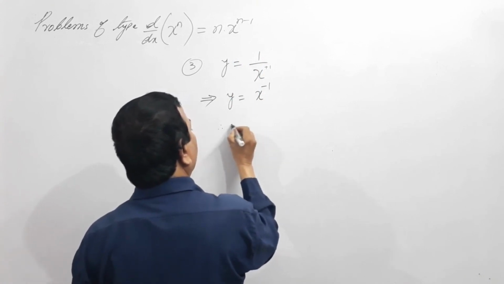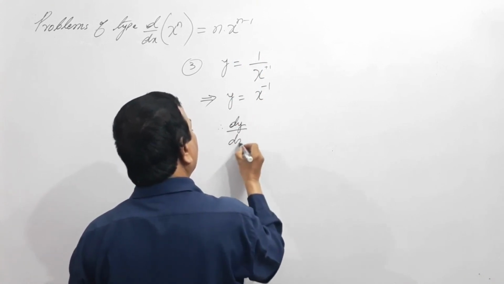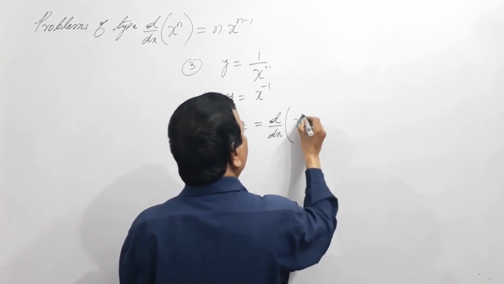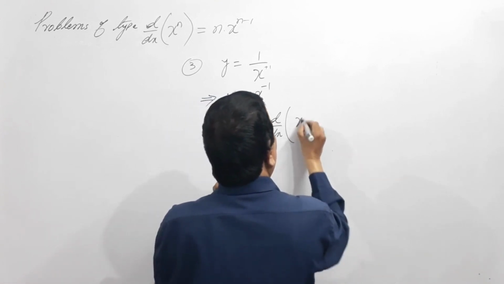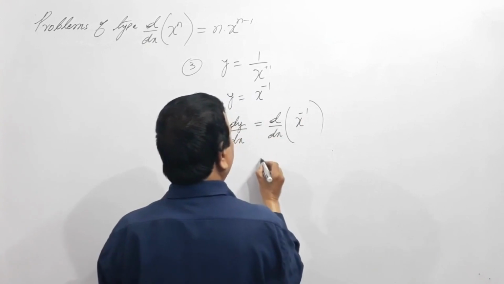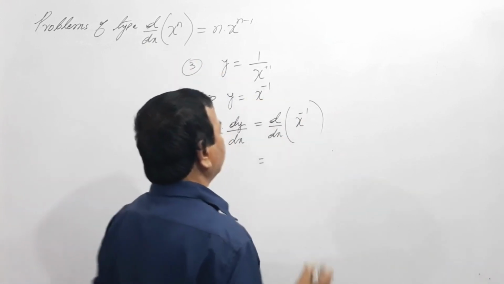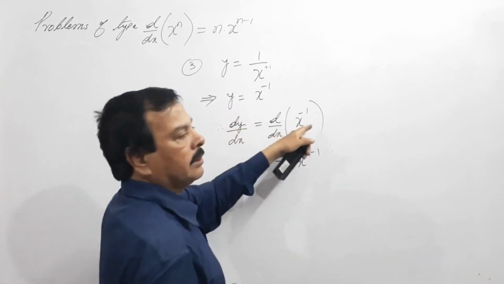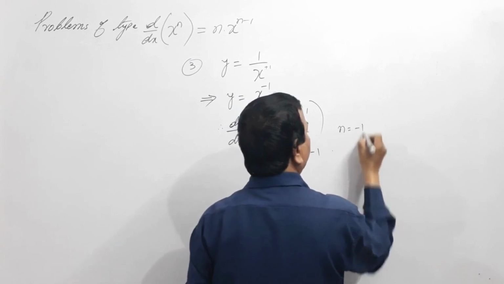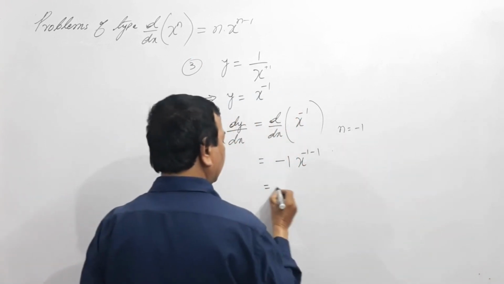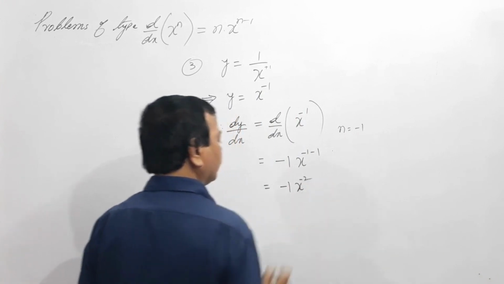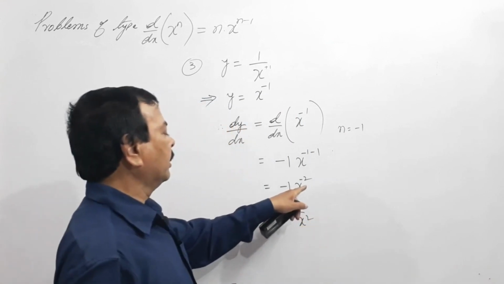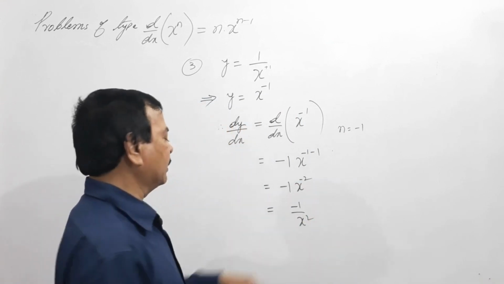So therefore dy by dx of x to the power of minus 1, that is equals to, this is of standard form. So minus 1 into x to the power of minus 1 because n equals minus 1. So this becomes what? Minus 1 into x to the power of minus 2. So that becomes minus 1 by x square. If I push this x to the power of minus 2 to the denominator, it becomes plus.